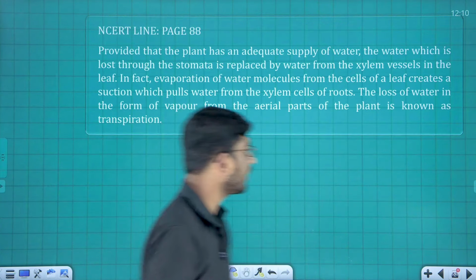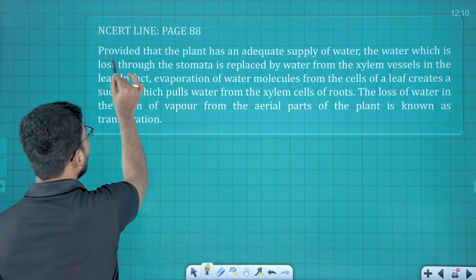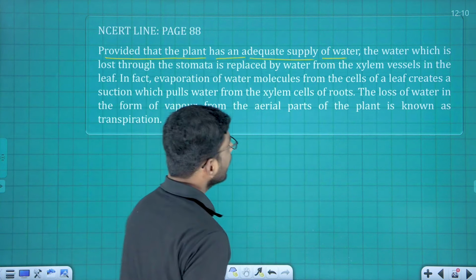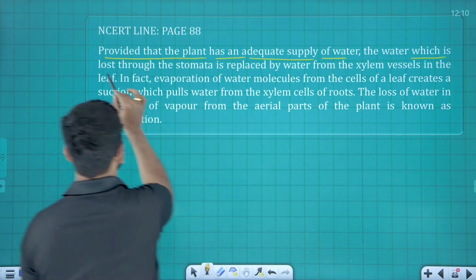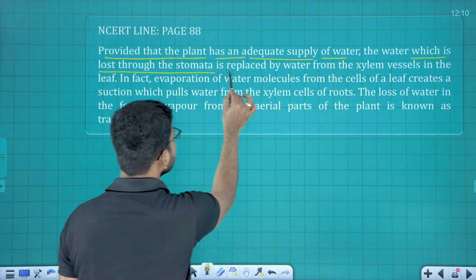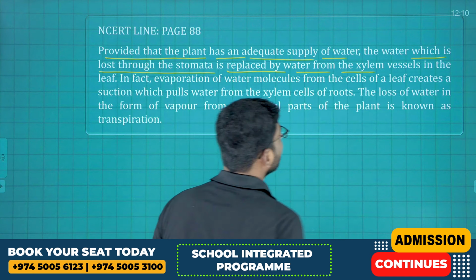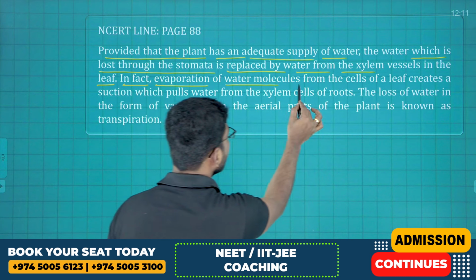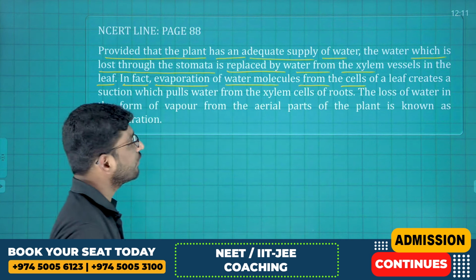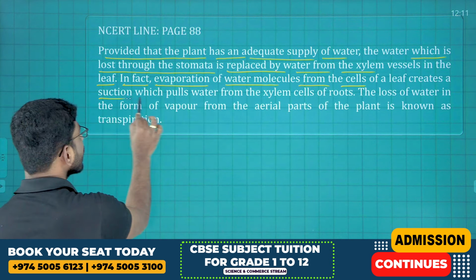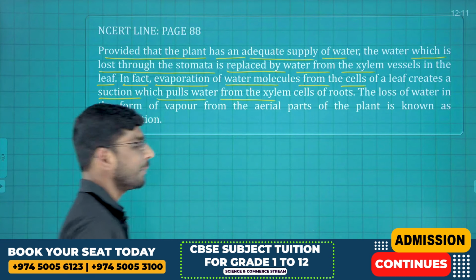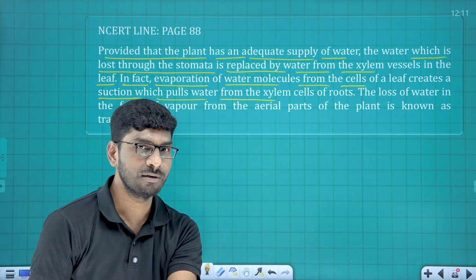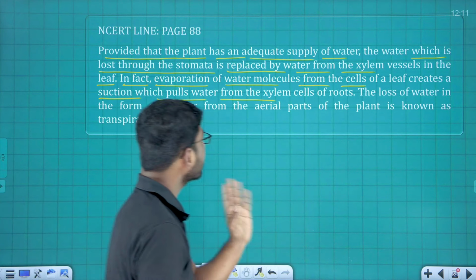Look here. What is given in NCERT? Provided that the plant has an adequate supply of water, the water which is lost through the stomata is replaced by water from the xylem vessels in the leaf. In fact, evaporation of water molecules from the cells of the leaf creates a suction which pulls water from the xylem. So what exactly is that phenomenon? That phenomenon is transpiration. Clear?